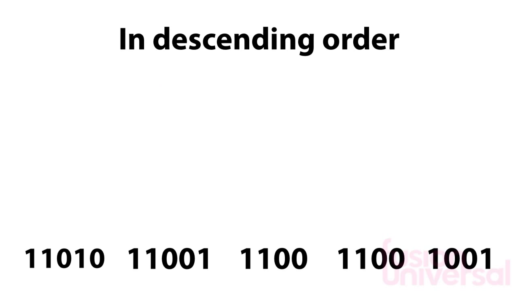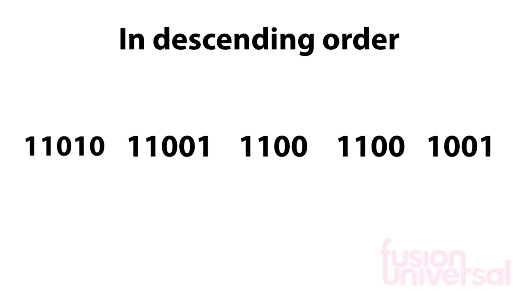So, in descending order, we have 11,010, 11,001, 10,010, 1,100, and 1,001.